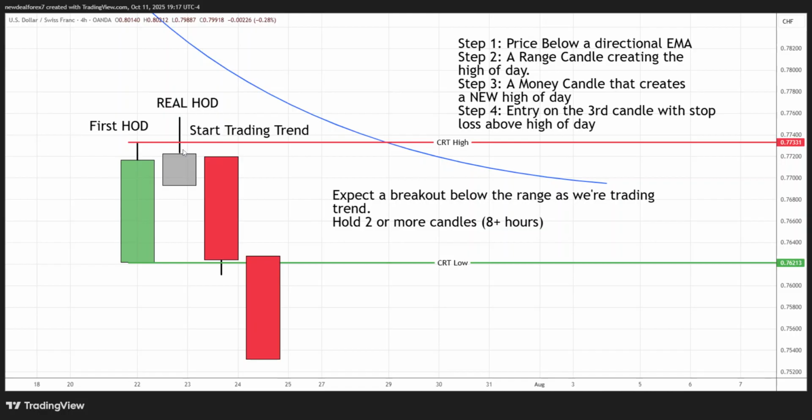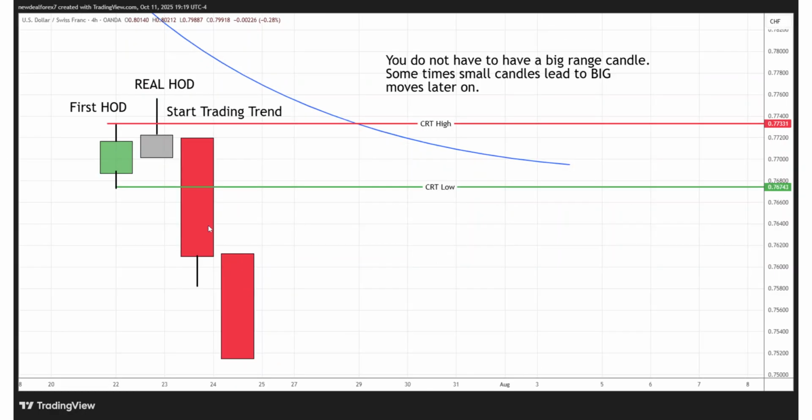But this is pretty much the perfect setup here, where you see a smaller range candle that makes the real high of day, and then strong moves to the downside. Because we're trading with the trend, we do expect price to break out of the range. So you can hold for 2 or more candles. All right. So sometimes you may have a small range candle. That's more than fine. That creates the first high of day. The real high of day is created on the very next candle. And then we start trading after these 2 candles close. So these trades take 8 hours to set up.